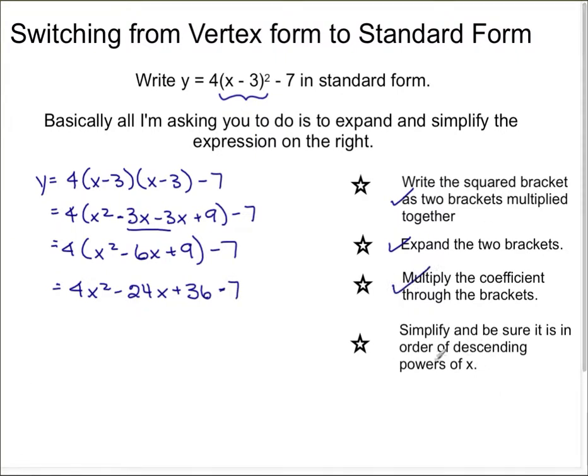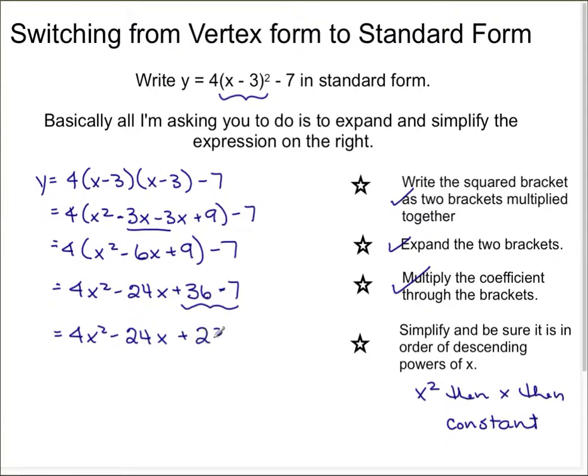So check. And last, simplify and be sure it is in order of descending powers of x. Now that just means first x squared, then x, then the constant, which we've already kind of got. We just need to simplify the constant on the end. So we're going to go 4x squared minus 24x, and then 36 minus 7 is plus 29. And now this is in standard form.